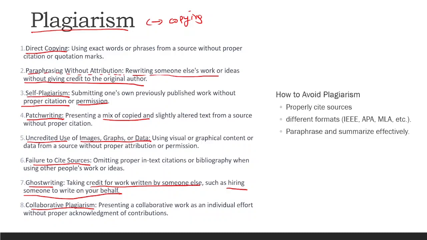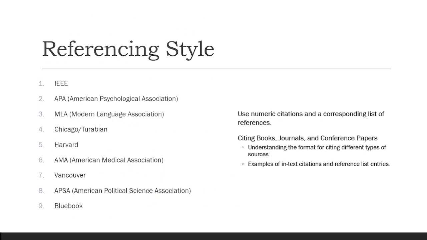Now, how do you avoid plagiarism? You properly cite the source. There are different formats for citing work, maybe the IEEE format or the APA, MLA format, etc. The IEEE is the most common, which we will see how it is in a short while. And you will have to paraphrase or summarize effectively. So summarize the work that somebody else has done and cite it properly. Citation is very, very important.